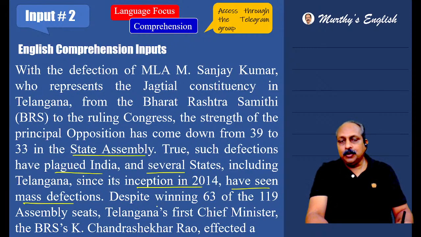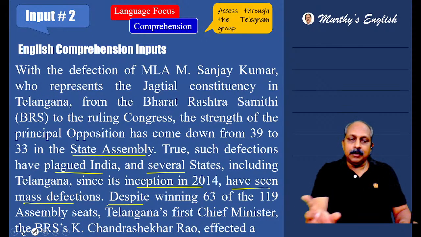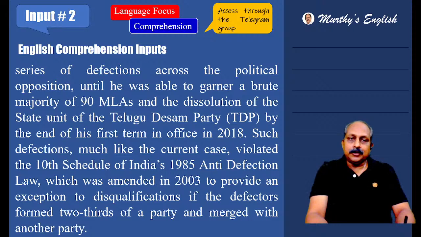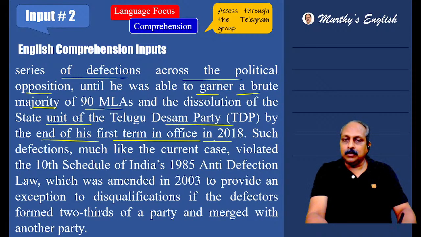Now, going to the past, editorial provides a sort of insight what Telangana, what BRS did way back in 2014. Despite winning 63 of the 119 assembly seats, they got the majority. Telangana's first chief minister, the BRS's K. Chandrasekhar Rao, effected, remember that when we go to grammar, I will explain, series of defections across the political opposition until he was able to garner a brute majority of 90 MLAs and the dissolution of the state unit of the Telugu Desam party by the end of his first term in office in 2018.